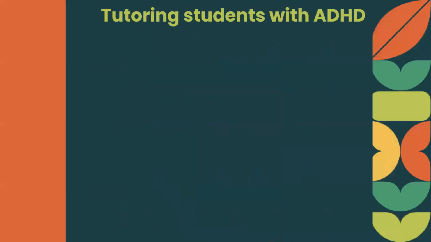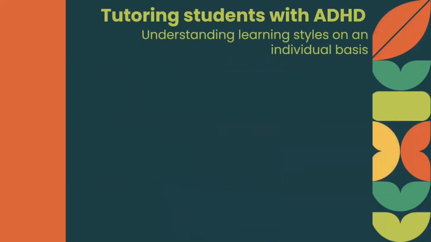So, tutoring students with ADHD. This is quite similar to tutoring dyslexic students because there are lots of similarities, but overall, the most important thing is understanding learning styles on an individual basis. This applies to any student, especially any student with SEN. You really need to understand how your student learns in order to get the best out of them, and try lots of different ways of explaining the information and find which one suits your student best.